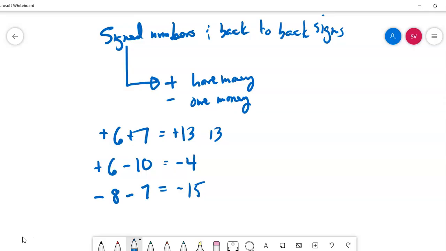And then lastly, if I have, say, minus 3 plus 10, if I owe 3 and I have 10, then I'll still have 7. And that's really all there is to sign numbers. Just view it as money. Plus means having money, minus means owing it.